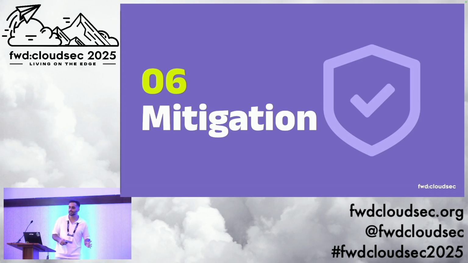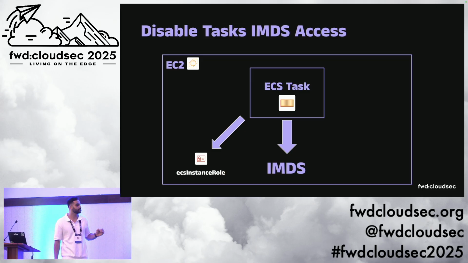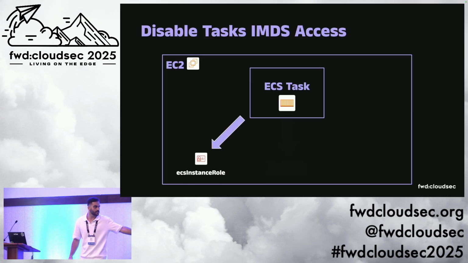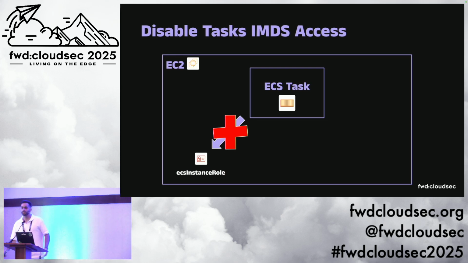So what are the mitigation techniques? The first thing you should do is to disable IMDS access to the task itself. If you disable IMDS access to the task, then the task won't be able to get the instance role, and therefore won't have the poll and discover poll endpoint permissions. Keep in mind to never disable IMDS to the instance itself, because if you do, the ECS agent won't be able to access it, and ECS itself will break.